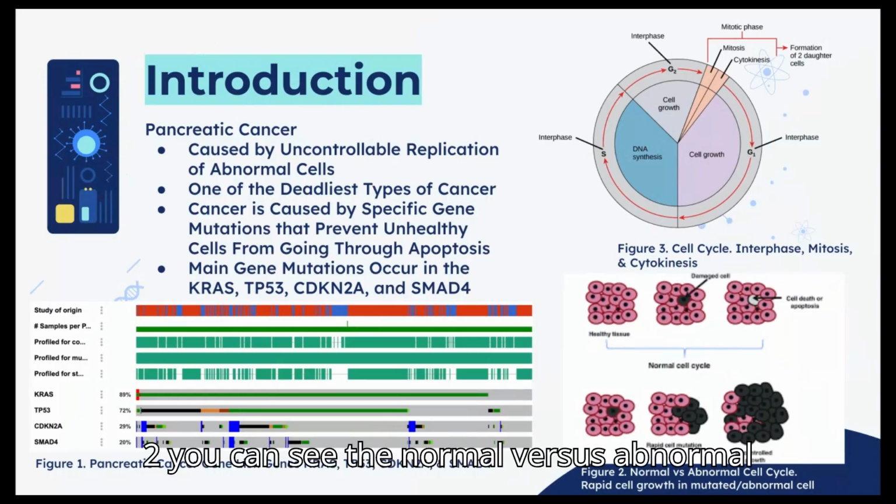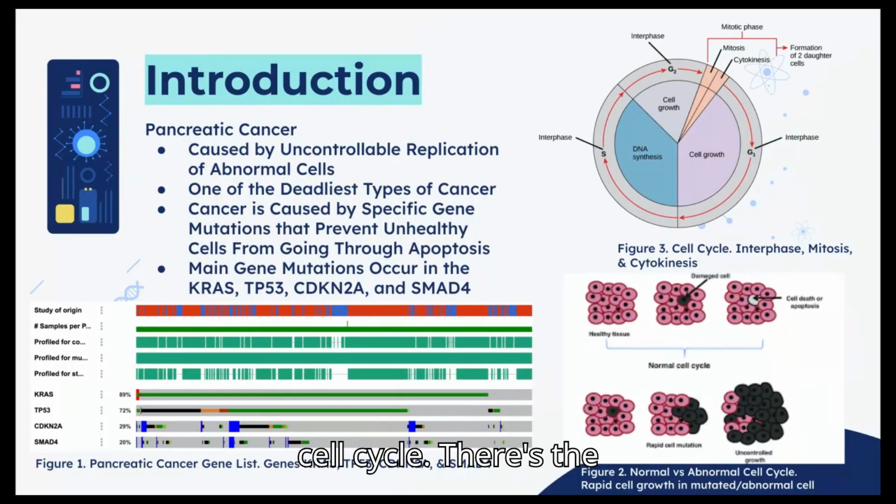And in Figure 2, you can see the normal versus abnormal cell cycle. There's the rapid cell growth of an abnormal cell in the abnormal cell cycle. And in Figure 3, you can see the cell cycle itself: interphase, mitosis, and cytokinesis.